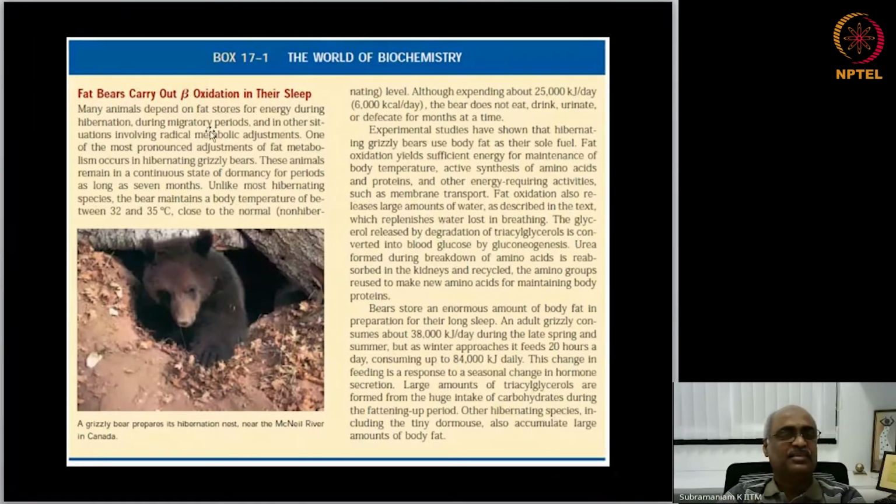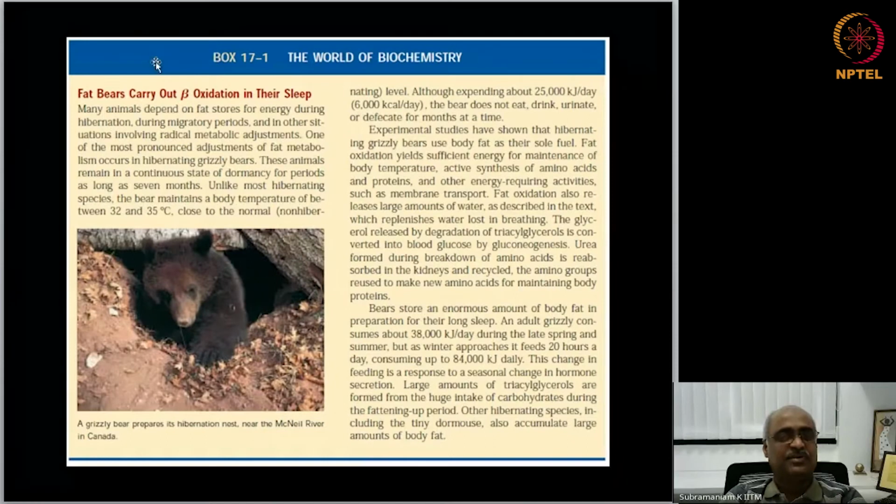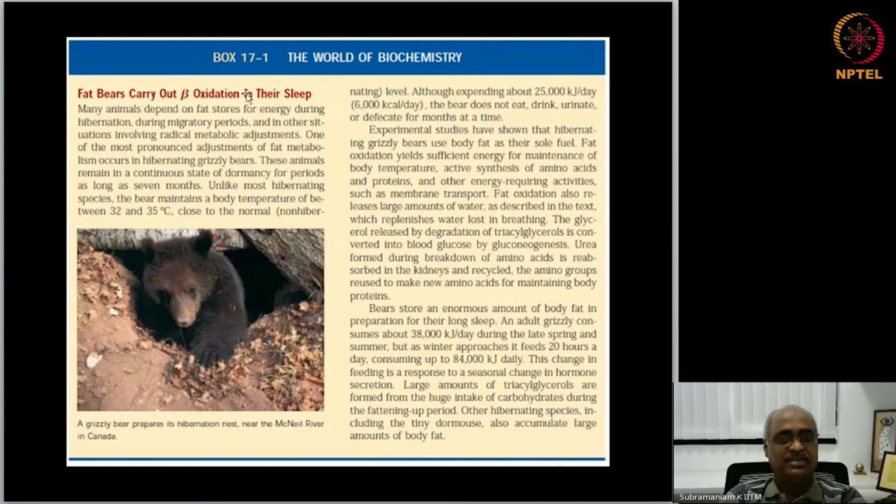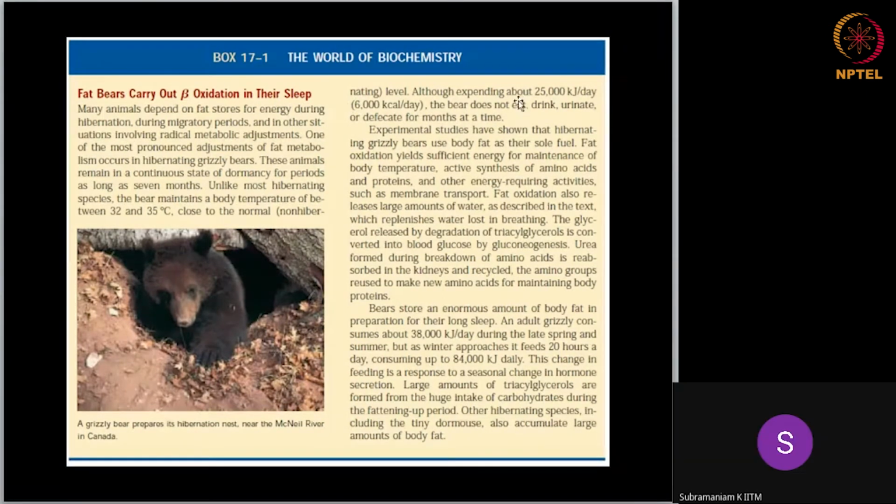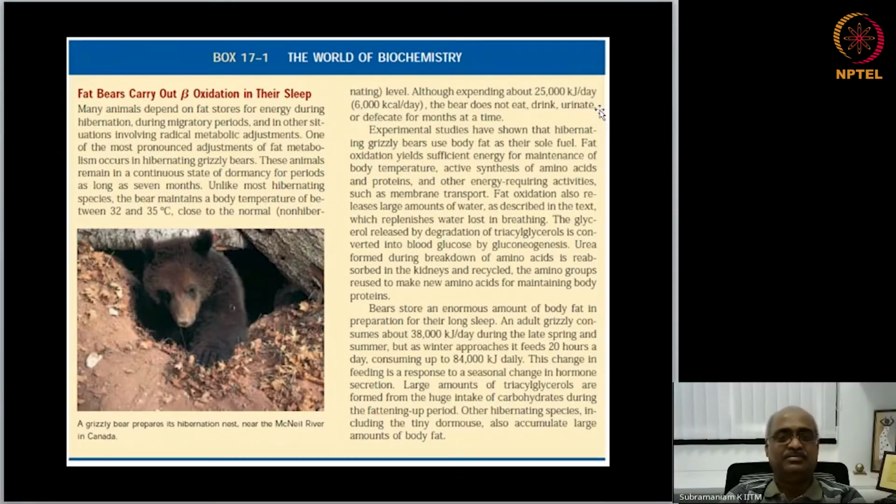So it completely depends on beta oxidation. It is going to remain dormant, which is why the title says sleep. While they are totally dormant, what do they do? They do not eat, they do not drink, they do not go to the toilet. They just stay still under some cave or some shelter.